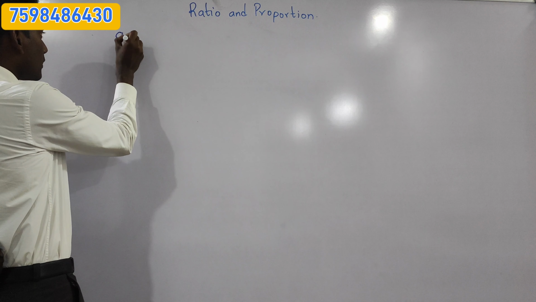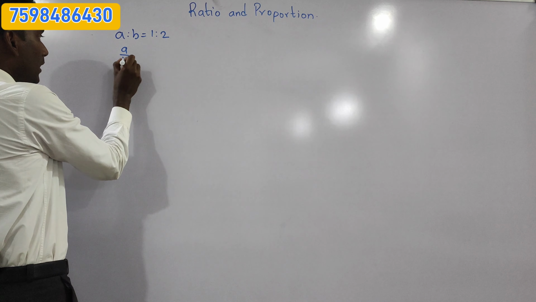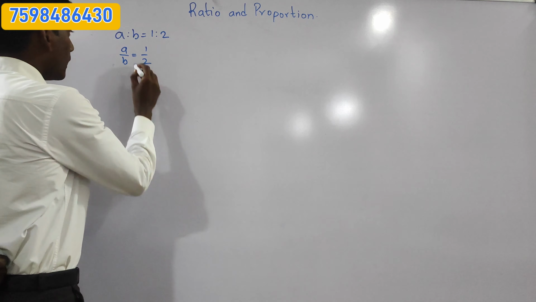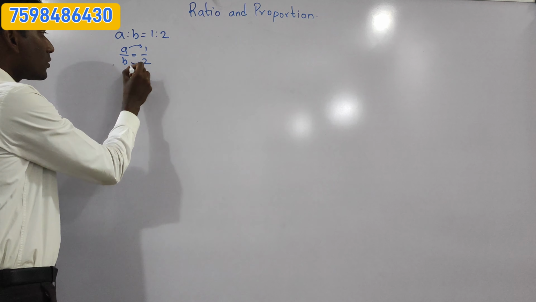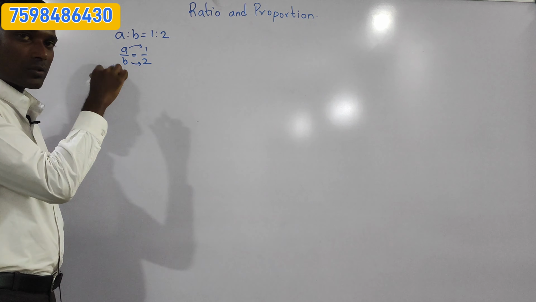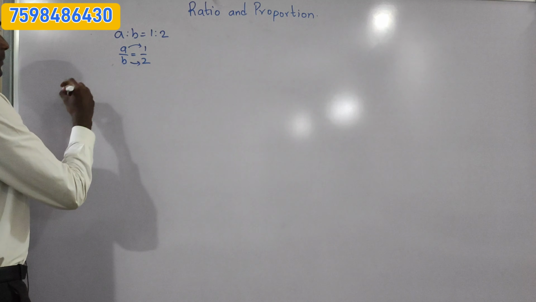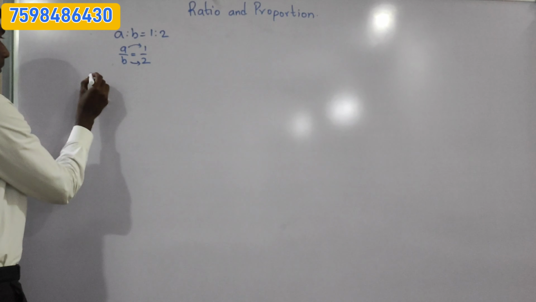Suppose I write A is to B is equal to 1 is to 2. That means I can also take it as A by B is equal to 1 by 2. This indicates A is 1 unit and B is 2 units. Don't confuse that B is number 2. It is not number 2, it is 2 units. Now, for example, let us see the varieties of questions asked in this chapter.